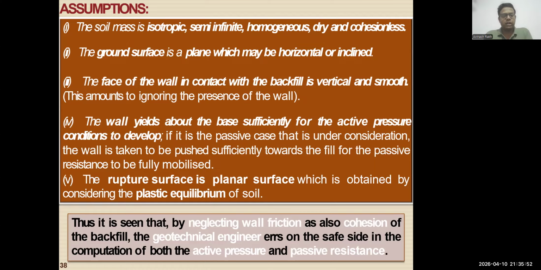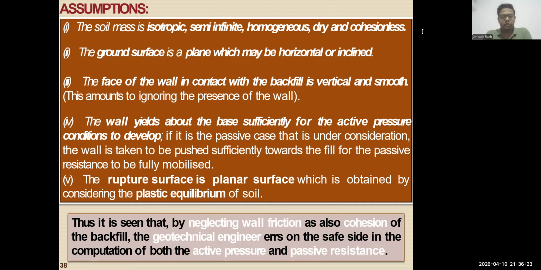The very first thing is that the soil mass is isotropic, semi-infinite, homogeneous, dry, and cohesionless. The ground surface is a plane which may be horizontal or inclined. The face of the wall in contact with the backfill is vertical and smooth. This amounts to ignoring the presence of the wall.